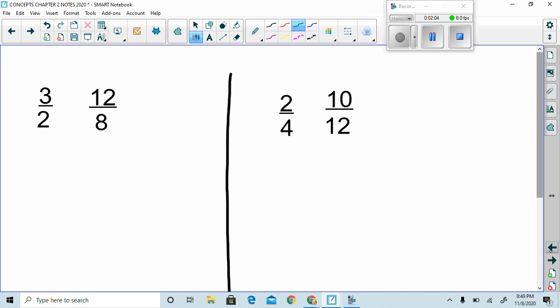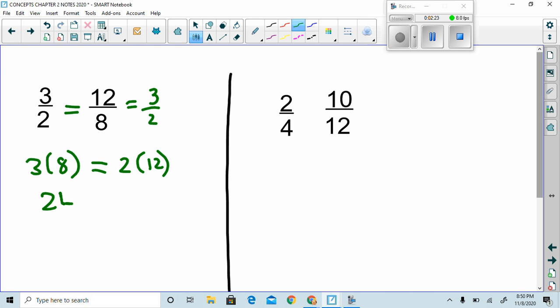Again, I could simplify, and in this case I divide by 4. 4 will go in there 3 times, and 2, and that is equivalent, so it's a proportion. Or I could do 3 times 8. Does that equal 2 times 12? And that gives me 24 is equal to 24. This is a proportion.